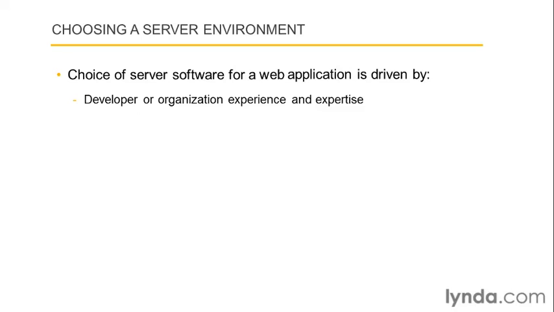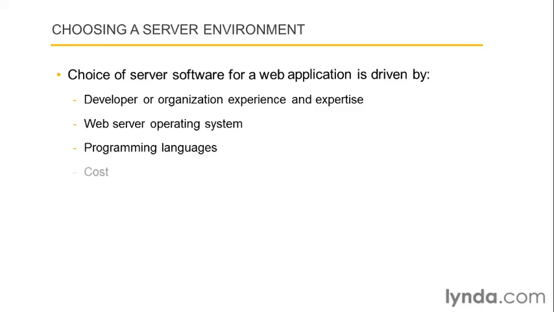If an organization, for example, already uses ASP.NET everywhere else, they're unlikely to choose a new application server just because it has a particular feature that might be interesting. Another factor is the operating system of the server itself. ASP.NET and ASP from Microsoft only work on Windows. Other application servers work on many operating systems. You might also be influenced by the available programming languages supported by a particular server. And finally, there's cost. Certain server software is free, and other packages require license fees.